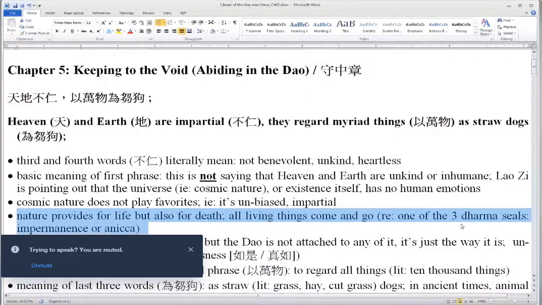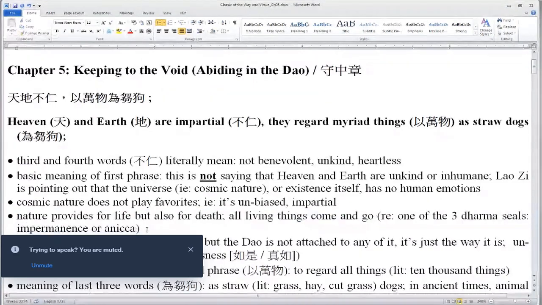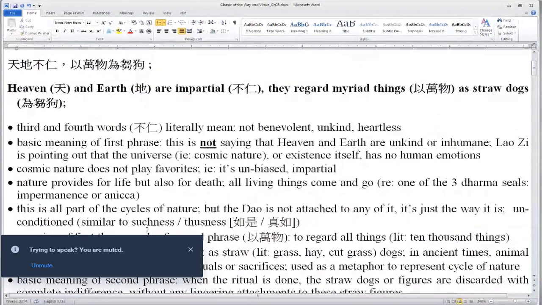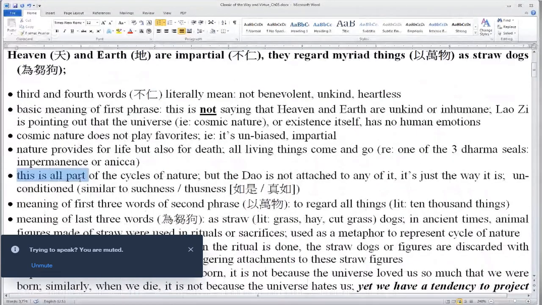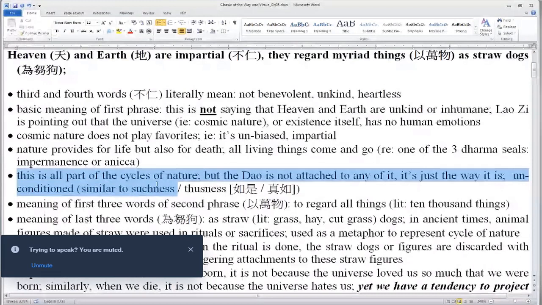Remember the 3 Dharma seals? One of them is called impermanence, or anicca. That's the same idea. That's the reality of nature, of phenomena. So that's all part of the cycle of nature. But the Tao is not attached to any of it. That's just the way it is. It's unconditioned, similar to the notion of suchness, thusness. That's just so. That's the way it is. There's a cycle.